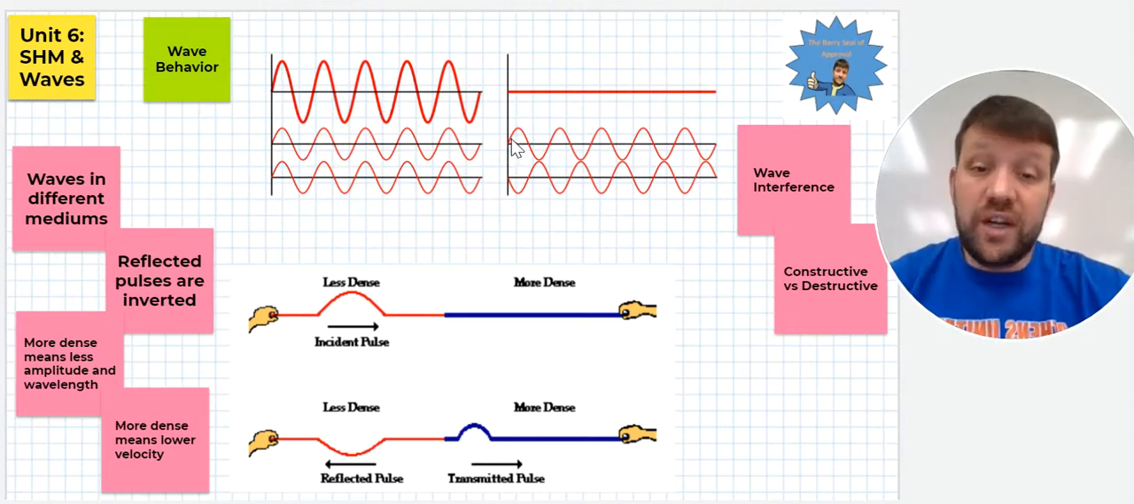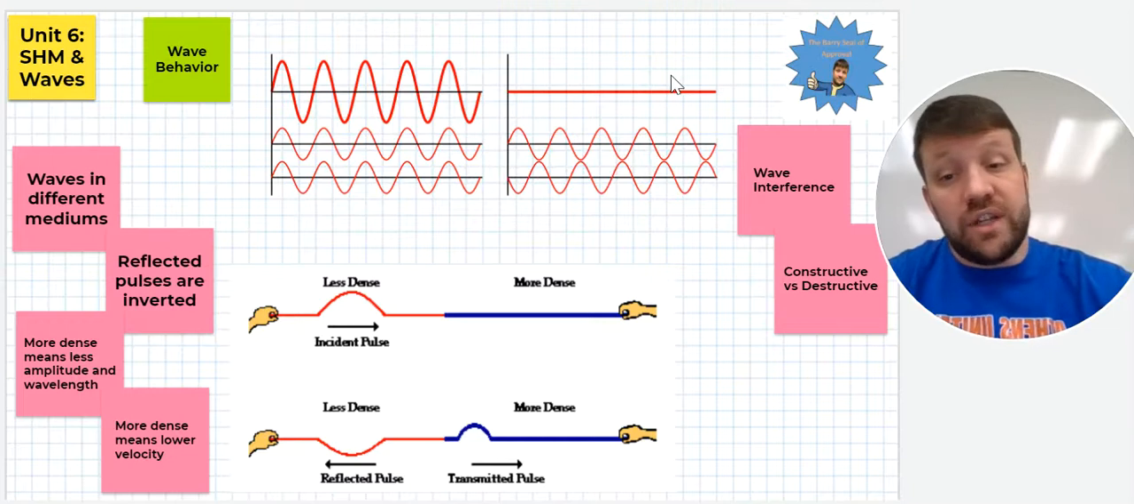Here we would have destructive interference, because the positive here cancels out the negative here, and we end up with nothing. So that would be our destructive interference.